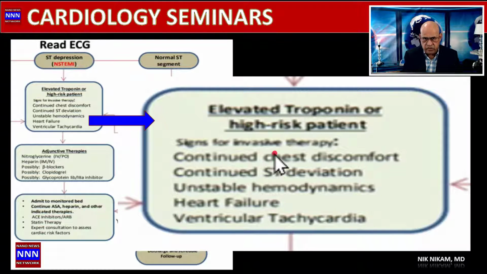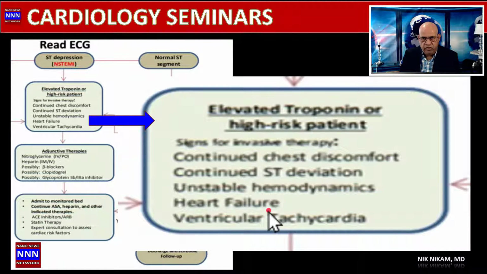So they need to go to the intensive care unit, and be monitored for ongoing chest pain. If they continue to have STT changes, you get serial EKGs to see what is happening to the STT changes. If their hemodynamics are unstable, that needs to be addressed. If they are having bradycardia or if they are having hypotension, we need to address those.